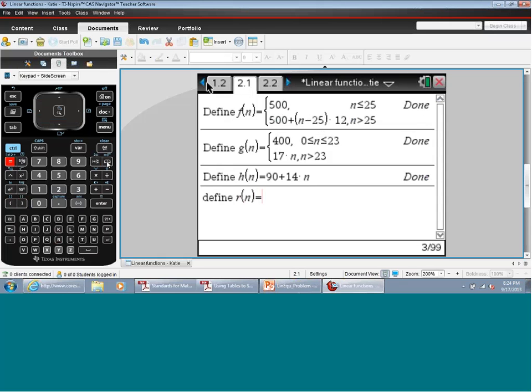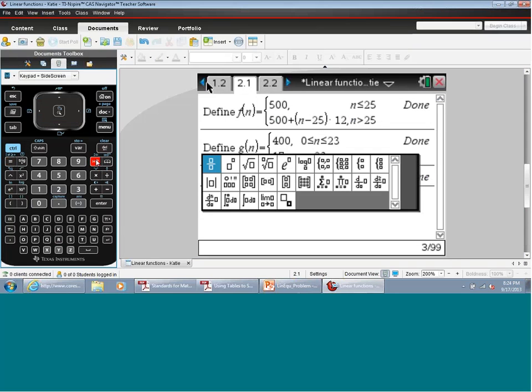I hit control, right there next to 9. If you look at your little blue buttons right up there above. Oh, nope, I'm using the wrong one. You don't need that. You don't need to hit control. You could either say R of n colon equals, or you say define R of n. So there's two options there.